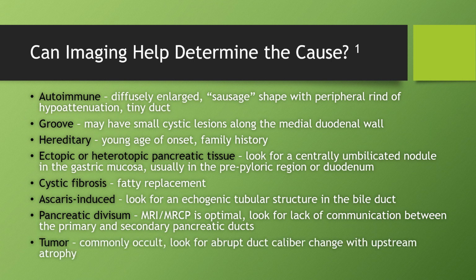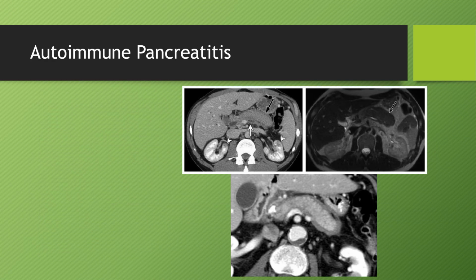And then tumor, of course, can cause it. Usually these are really hard to see. They can certainly be occult. What you're looking for is an abrupt caliber change of the main pancreatic duct with upstream atrophy of the pancreatic parenchyma. So this is autoimmune pancreatitis.